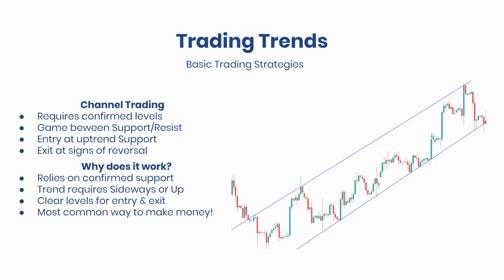Another reason that this works well is because there are clear levels for entry and exits. We know where our support is, we know where our resistance is, and it gives us a very easy profit target to work with. And as I mentioned before, probably the most common way for people to make money in the market is trading with the trend and using that mantra, the trend is your friend.